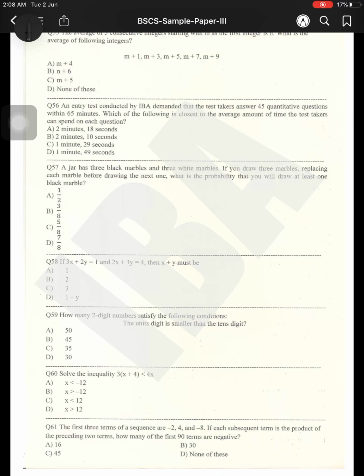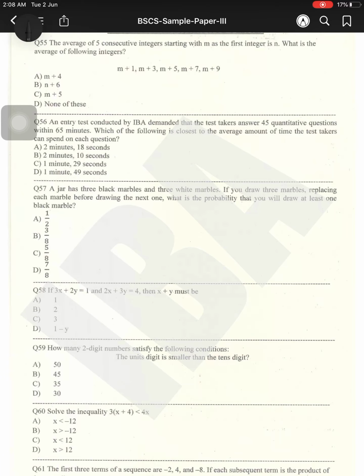This next question, he says the average of 5 consecutive integers, m plus m plus m plus m plus m, 5m. 1 plus 3, 4, 4 plus 5 is 9, 9 plus 7, 16, 16 plus 9 gives us 25, divide by 5, so m plus 5, so that's C.